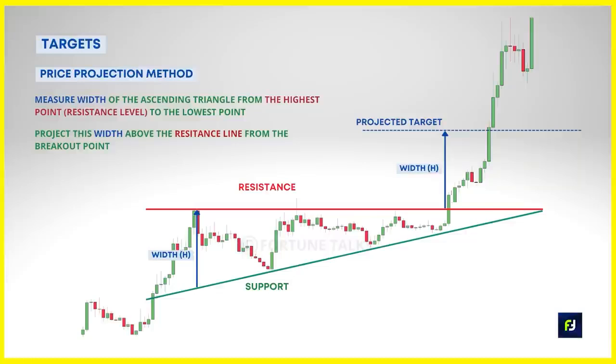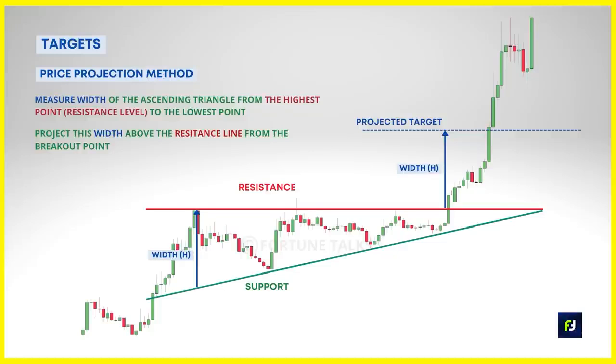You have to calculate the width of the ascending triangle from the highest point, which is the resistance level, to the lowest point. Now add this amount to the breakout level and that's your price projection or expected target level. Now, one of the issues with price projection is that the market can almost hit your target profit only to make a sudden reversal. And sometimes it can reverse all the way back and hit your stop loss.